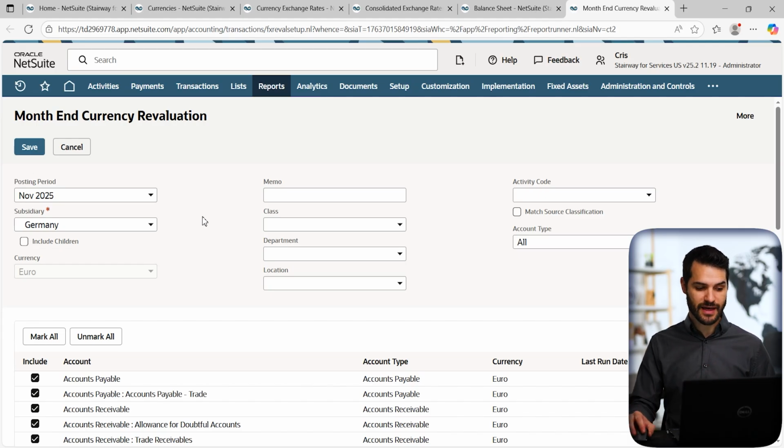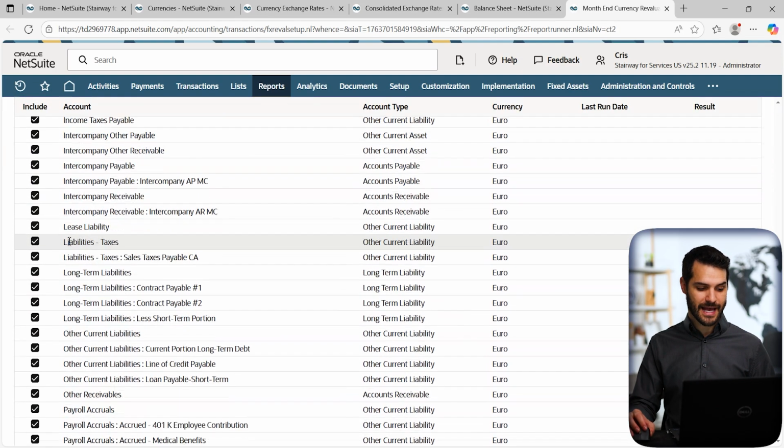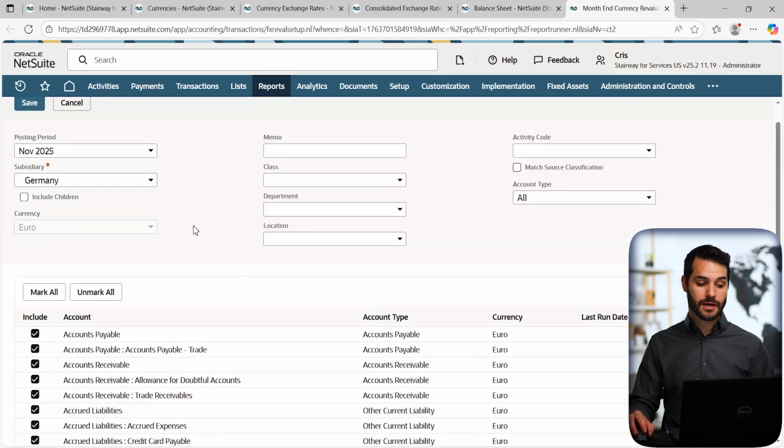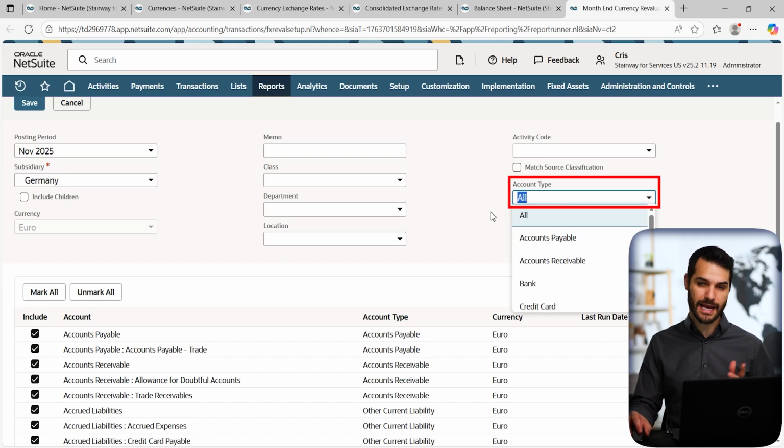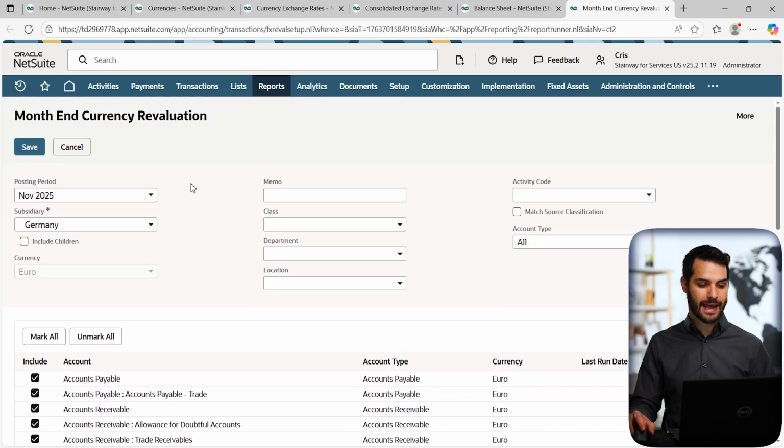So as a result of that, we've got all of these accounts selected below. Now we could take off certain ones if there was a reason why we would limit it to just particular accounts. In this particular case, though, I'm fine with the accounts being selected. We also can filter over here by account types if that's necessary. And all we need to do now is come up here and hit save.